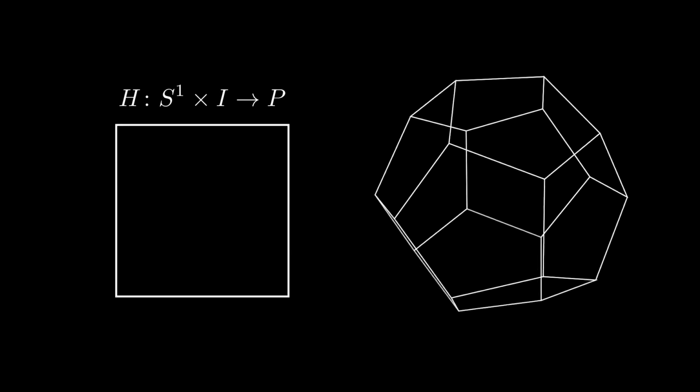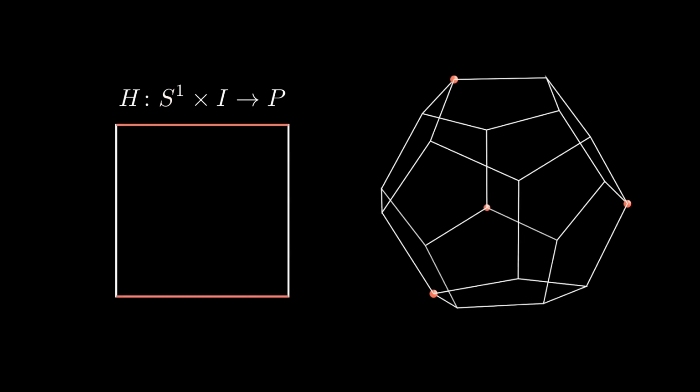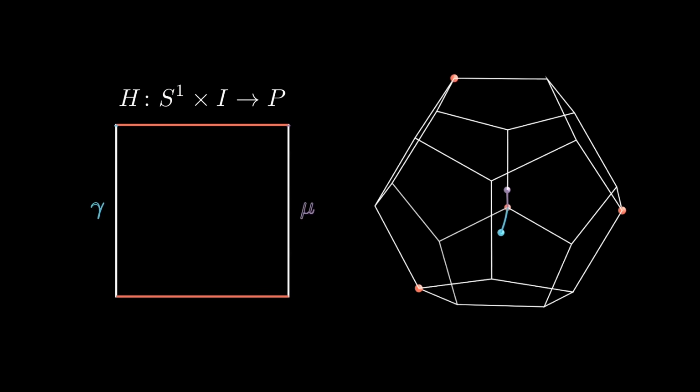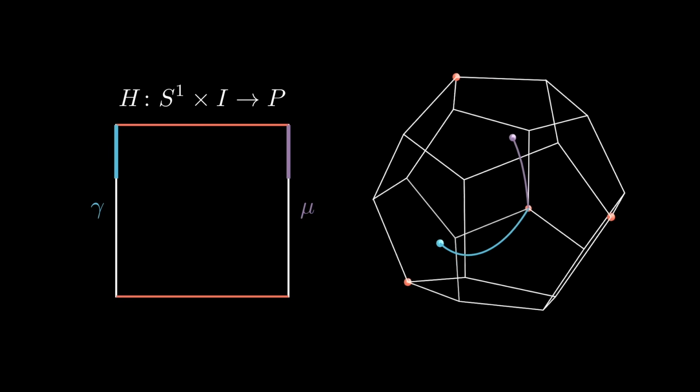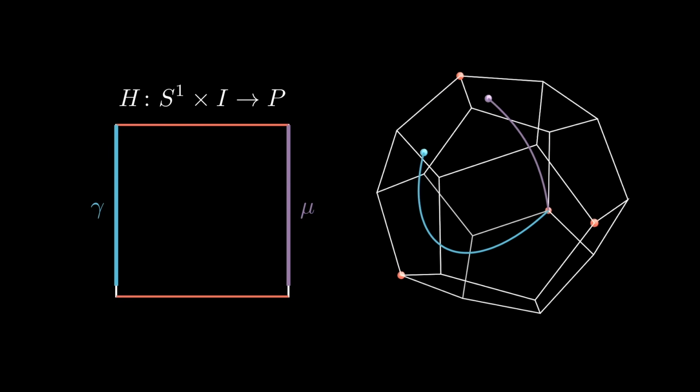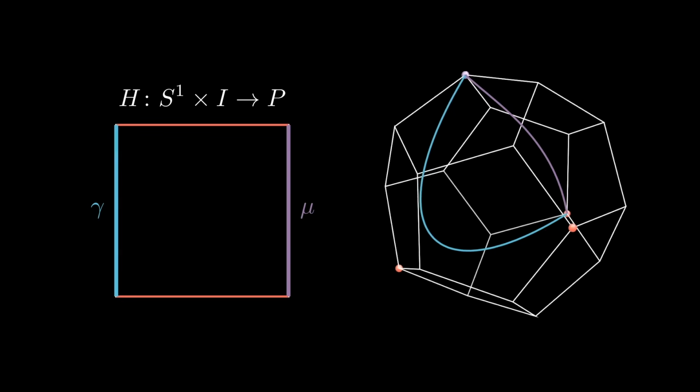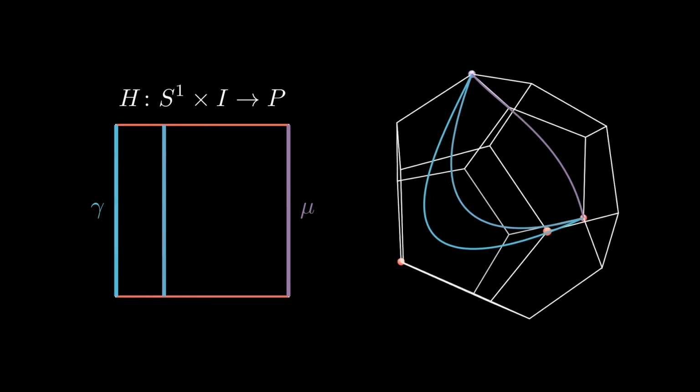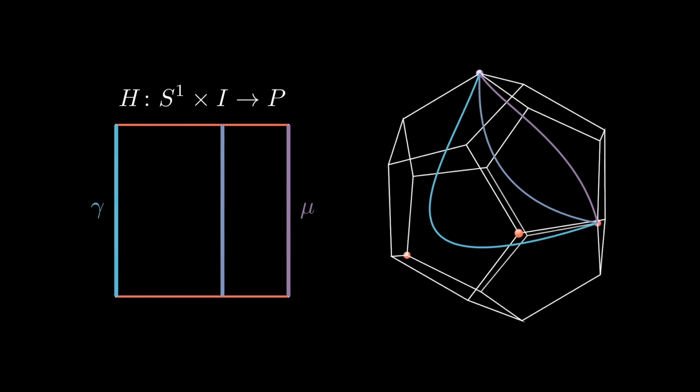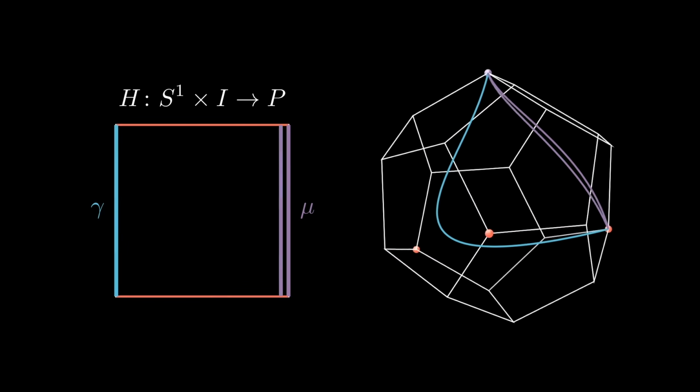Suppose we have a homotopy between 2 loops, gamma and mu. This is a map from a cylinder into P. In this diagram, we identify the top and bottom edges to form the cylinder. The left edge corresponds to the loop gamma, and the right edge to the loop mu. As we slide across the cylinder, we see that the homotopy deforms the loop gamma into the loop mu.